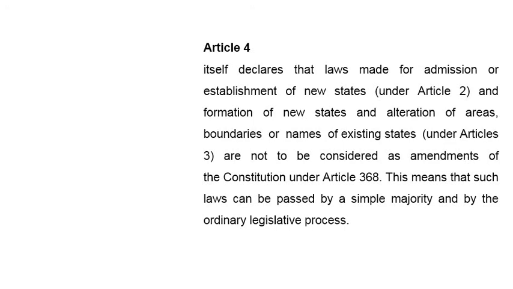In short, Article 1 declares India as the Union of States. Article 2 empowers Parliament to admit or establish new states. Article 3 deals with the formation of or changes in the existing states. And Article 4 says that laws under Articles 2 and 3 are not amendments under Article 368 and can be passed by a simple majority.